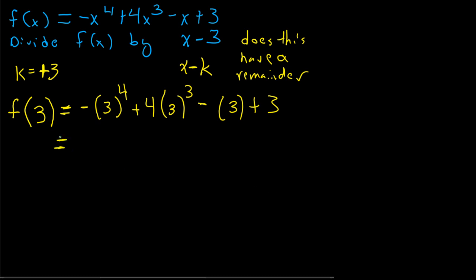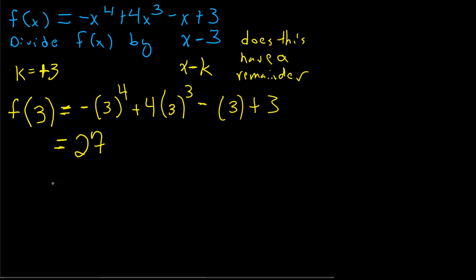Alright, I want to punch this in the calculator. And in fact, having your calculators handy for these and using your parentheses will help. So negative, parentheses, 3 to the 4th, plus 4 times 3 cubed, minus 3 plus 3, and I get 27. So if I were to divide this function by x minus 3, I would get 27.